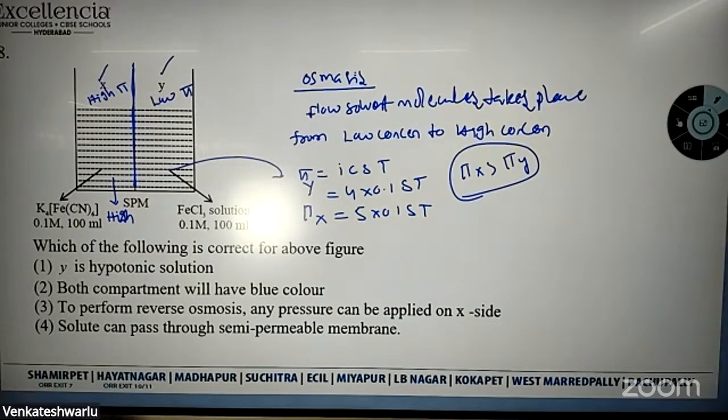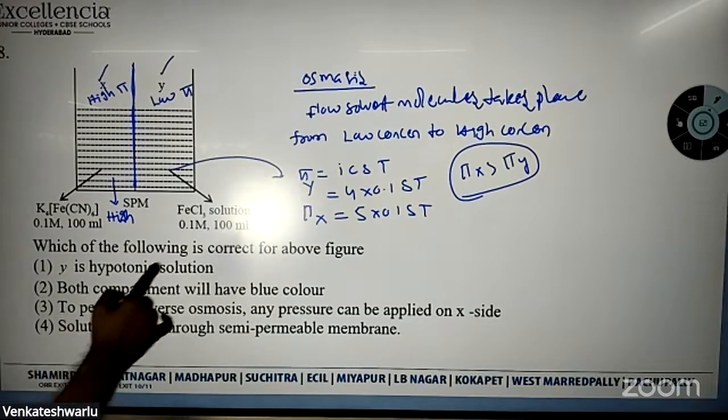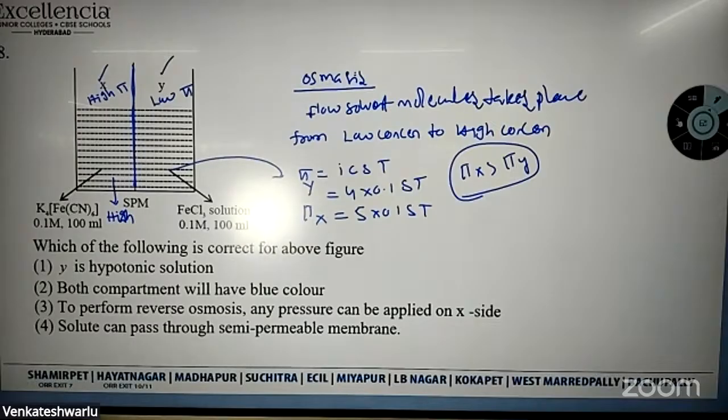So the flow of solvent molecules takes place from low concentration to high concentration here. Different osmotic pressure is present here. Y is a hypotonic solution here. Which of the following is correct for the above figure?